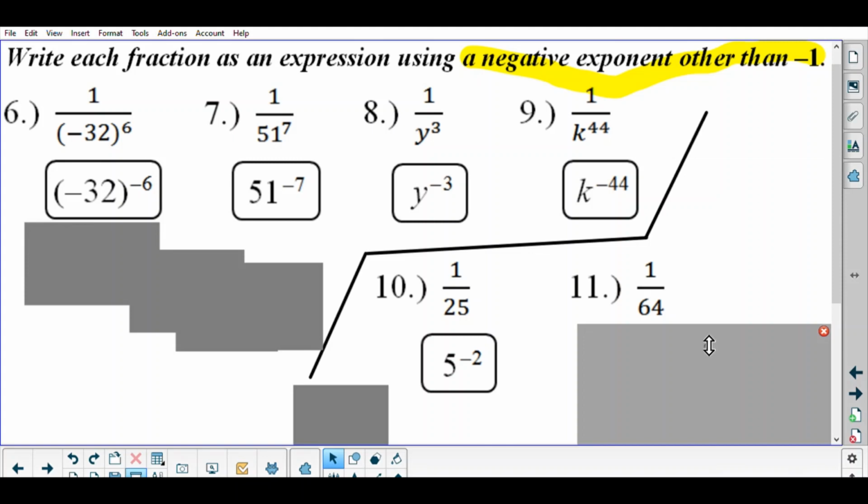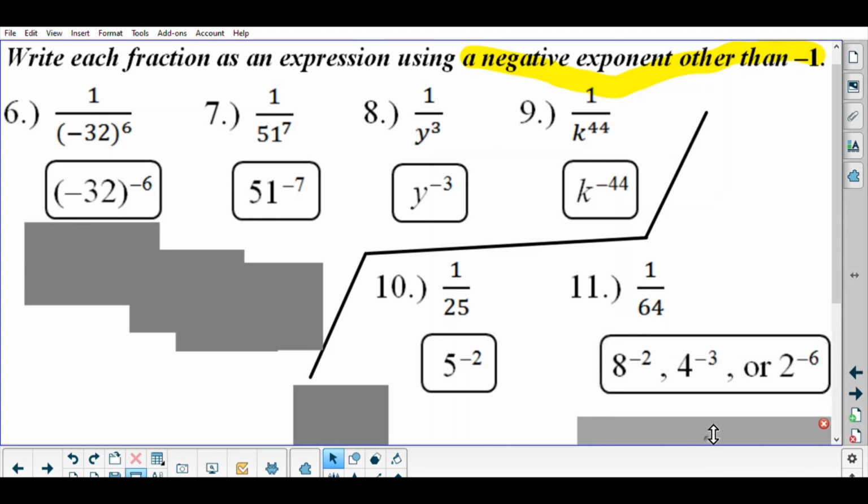All right, number 11. Hopefully you already tried it on your own or redid it on your own if you had to. This actually has 3 possible answers: 8 to the negative second, 4 to the negative third, or 2 to the negative 6. All 3 of those expressions would be equivalent to the fraction of 1 over 64.